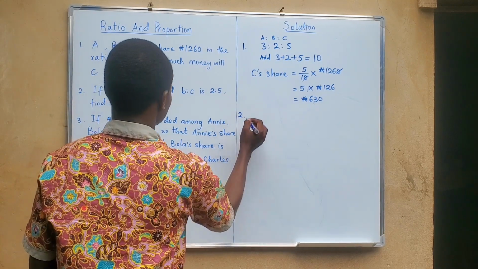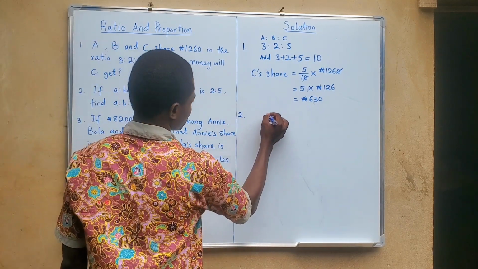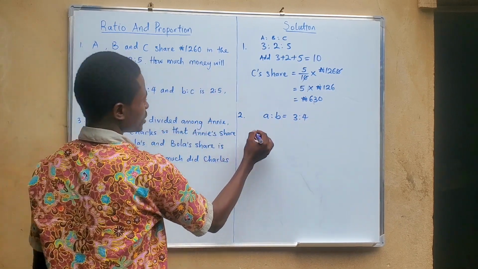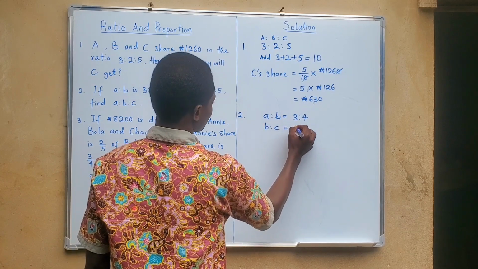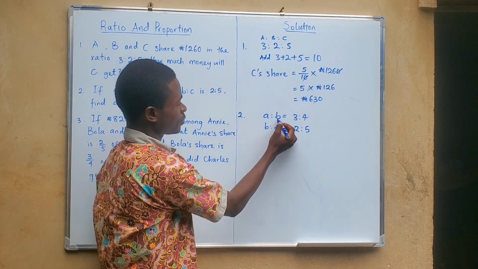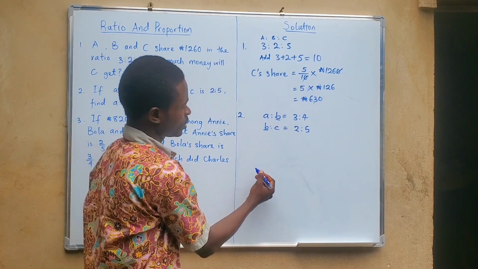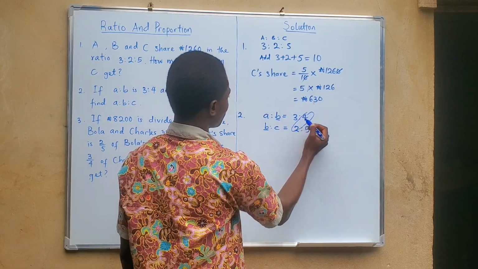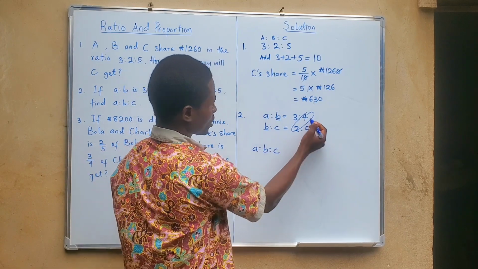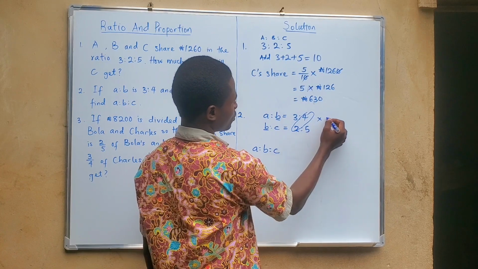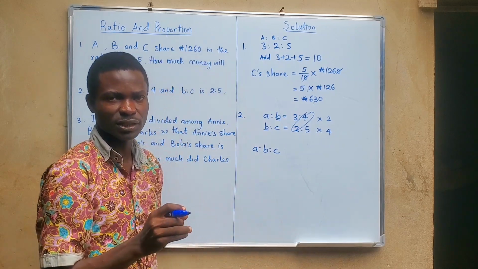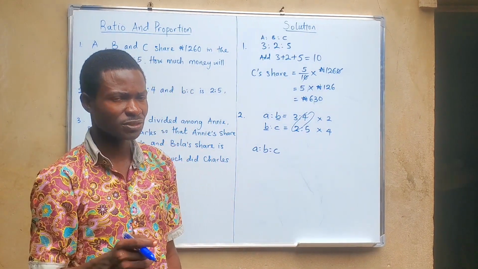Number two, we are told that A ratio B equals 3 ratio 4, and B ratio C equals 2 ratio 5. Now, there's a reason why I'm stacking them here, because it will be easier for you to see that B is common here. So what I like doing is that since B is common and I need A ratio B ratio C, I will use these two here to multiply the upper part and use 4 here to multiply the downward part, just as if you are solving simultaneous equation using elimination method.